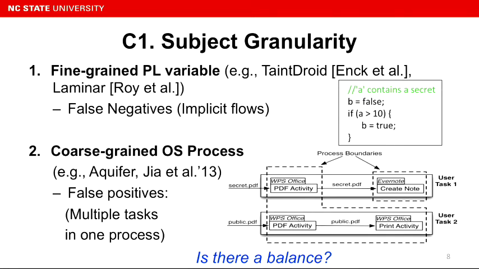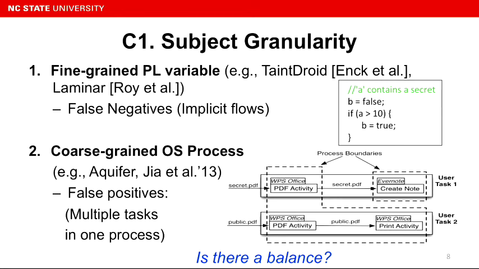Now for security, what you really want is the granularity of the operating system process. The process is completely mediated by the operating system, so all the flows in and out of a process go through the operating system. But at the same time, the process is a very coarse-grained abstraction. Especially on Android, many instances of the same application may actually exist simultaneously in the same process. And these instances may be taking part in completely unrelated user tasks and dealing with completely unrelated user data.